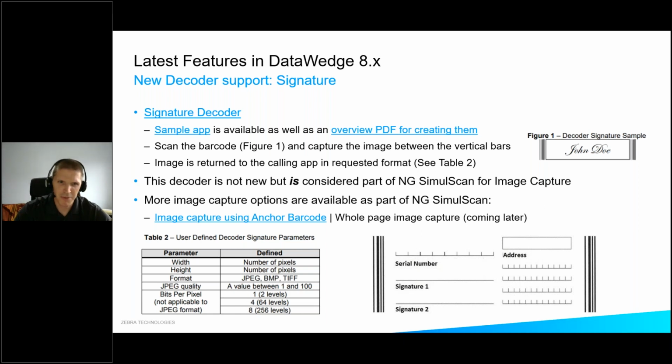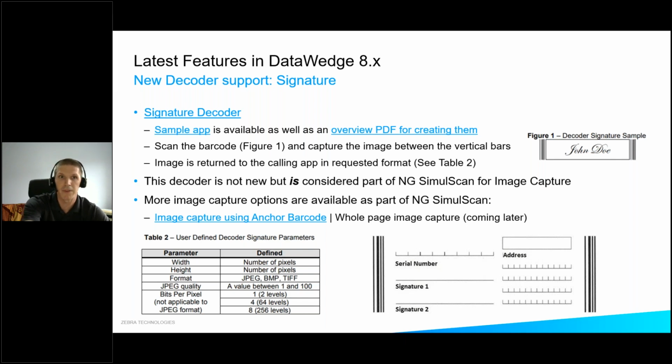Scan signature barcode. There's a number of different options as well that you can specify. If you don't want any kind of quality loss, you can specify the capture as a bitmap file. There is a sample. If you go to techdocs.zebra.com and then click on DataWedge and that samples link that Kathy was demonstrating earlier on, then you'll see one to capture with a signature barcode.